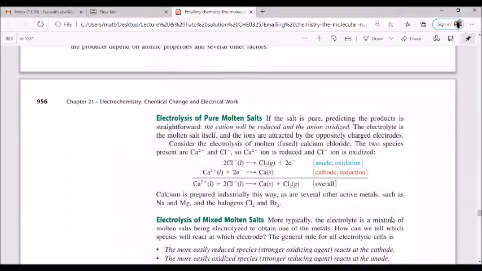Okay, electrolysis of pure molten salt. If the salt is pure, predicting the product is straightforward. The cation will be reduced and the anion oxidized. For example, electrolysis of molten calcium chloride. This is pure, so you have calcium ion and chloride ion. Calcium ion is reduced at the cathode to form calcium solid, and chloride ion is oxidized to form chlorine. So here you can see this is the overall reaction. Calcium is prepared industrially this way, as are several other active metals.